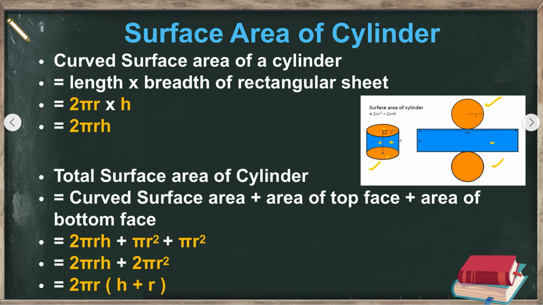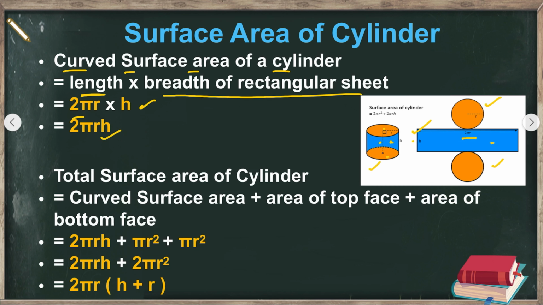Okay, so first one is the curved surface area of cylinder, which is given by the length and the breadth of rectangular sheet. So we have this rectangular sheet, the multiplication of its length and breadth will give us the curved surface area of the cylinder. Okay, the length of this sheet is this 2 pi r, so the length of the sheet is 2 pi r, and then we multiply this h. Okay, so the formula turns out to be 2 pi r h, which is the formula to calculate the curved surface area of the cylinder.